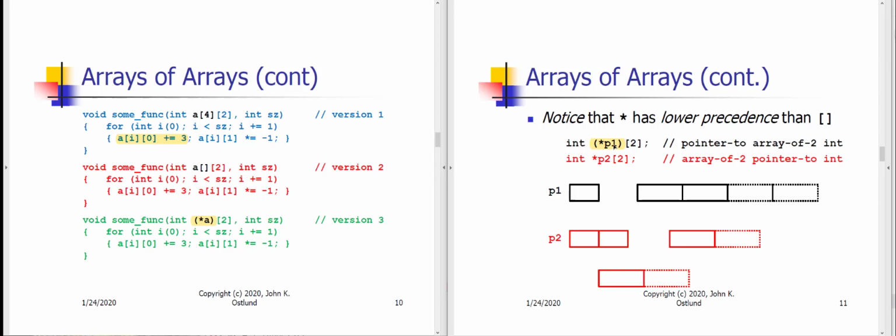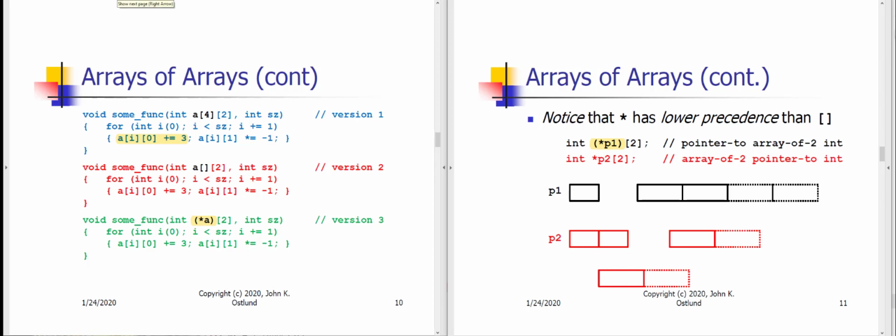Because of the parentheses here, this notation says that P1 is a pointer to an array of 2 ints. Now, P1 is a variable. It is going to occupy memory, and it is going to contain the address of some array of 2 ints. Now, in this declaration, notice that P1 is not initialized. So P1 just contains some random pattern of bits. But the compiler is going to treat that random pattern of bits as the address of some array of 2 ints.